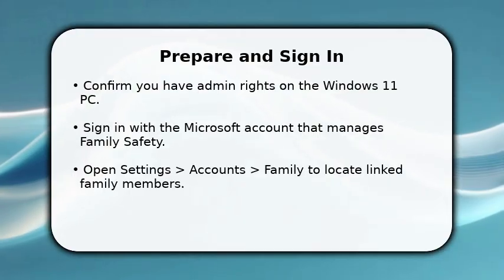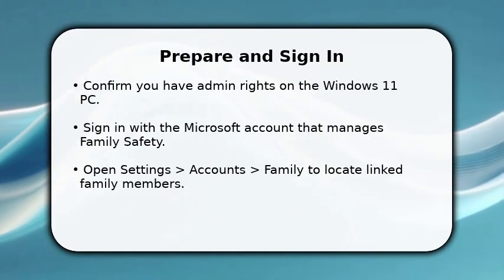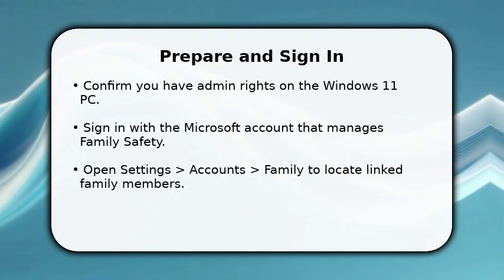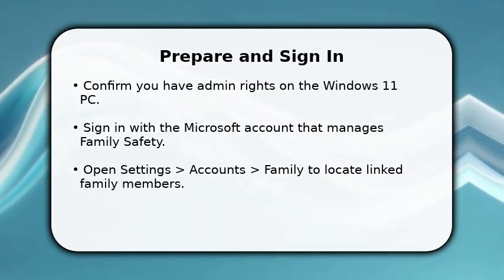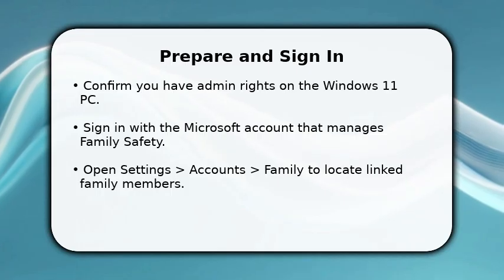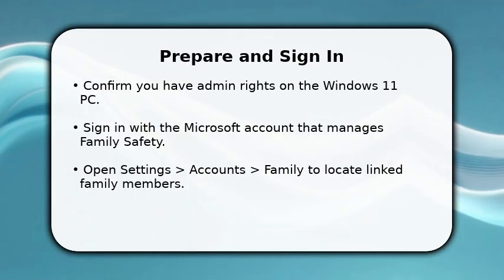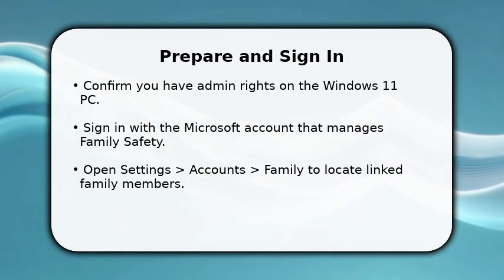You start by signing in with the Microsoft account that controls family safety. This is essential because removal requires manager privileges. Once done, make sure Windows is up to date and that you're on the PC where the family group was created. Open Settings, go to Accounts, then Family. This shows all linked members and parental controls.